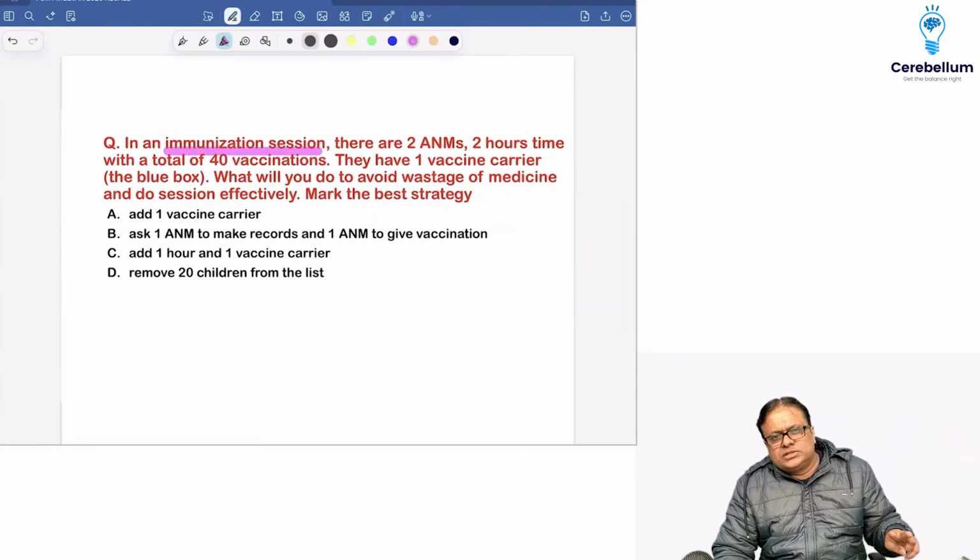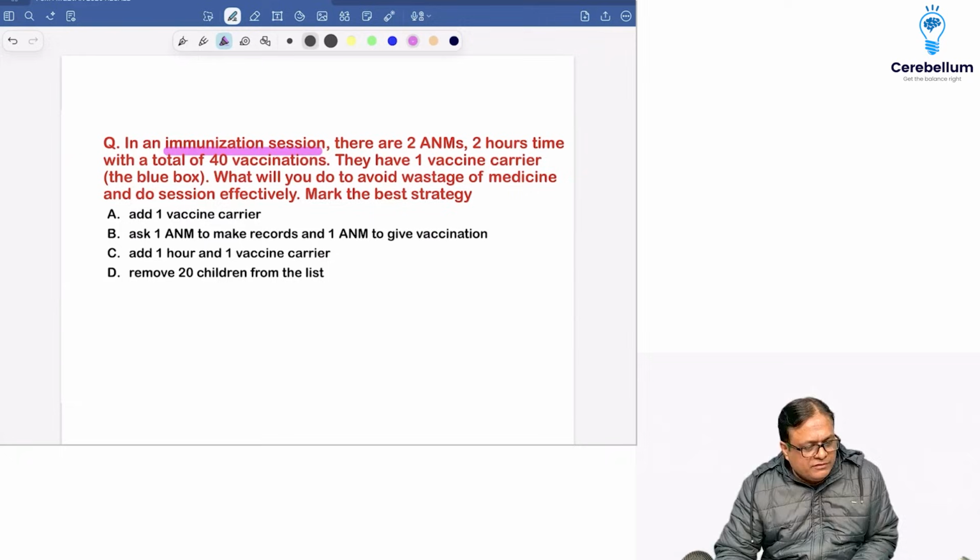Please confirm if there was a question on this immunization session. There are two ANMs, 2 hours time. They have to complete a total of 40 vaccinations. They have one vaccine carrier. What will you do to avoid wastage of vaccine or medicine and do session effectively? Mark the best strategy.